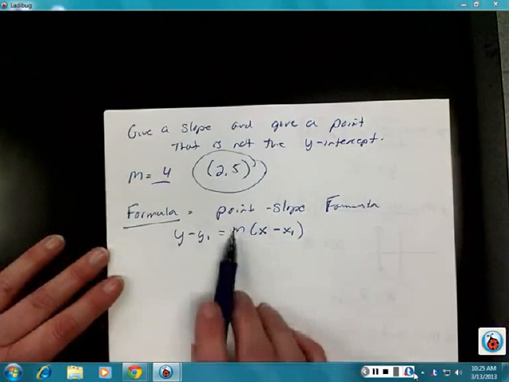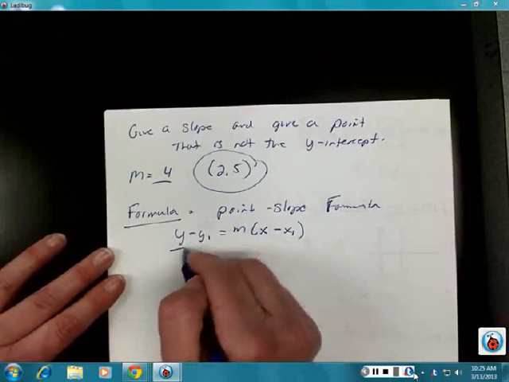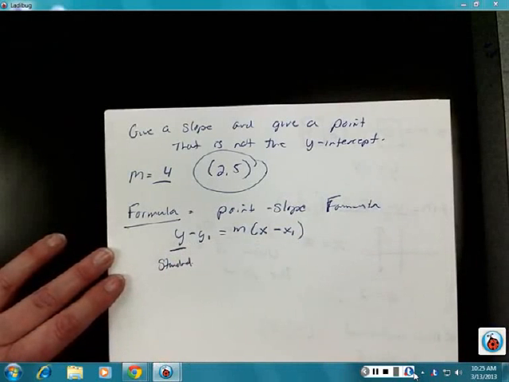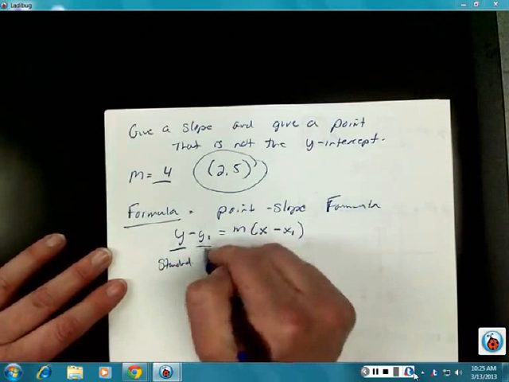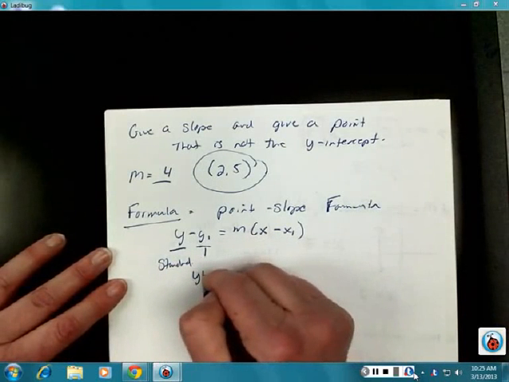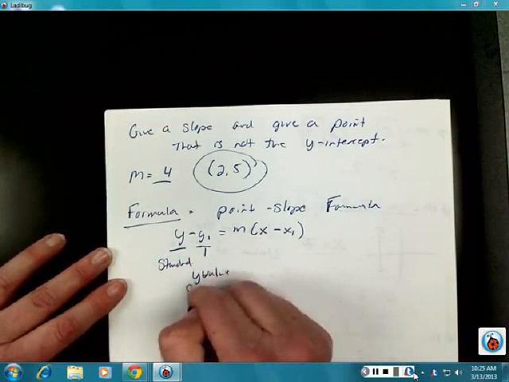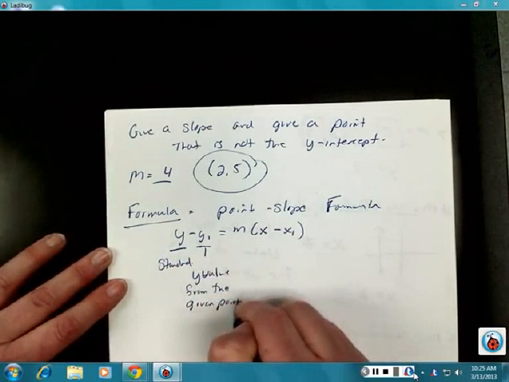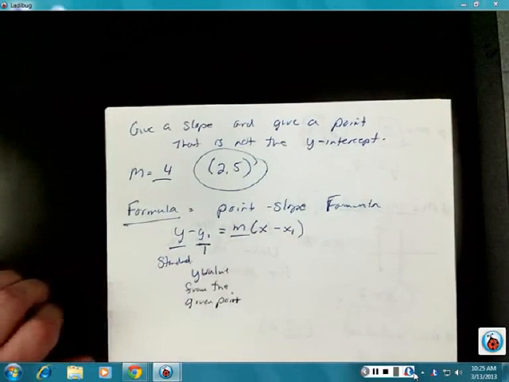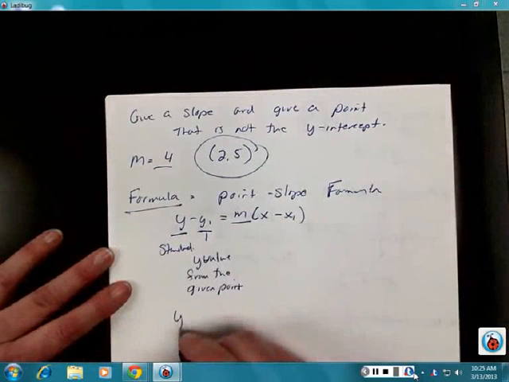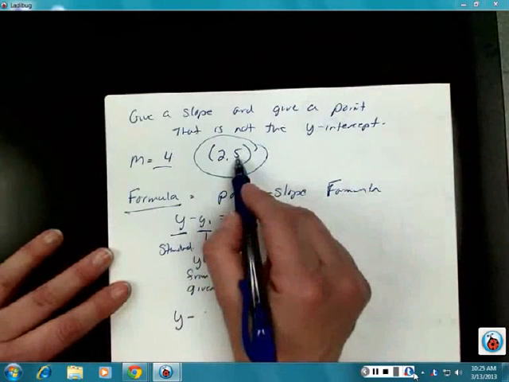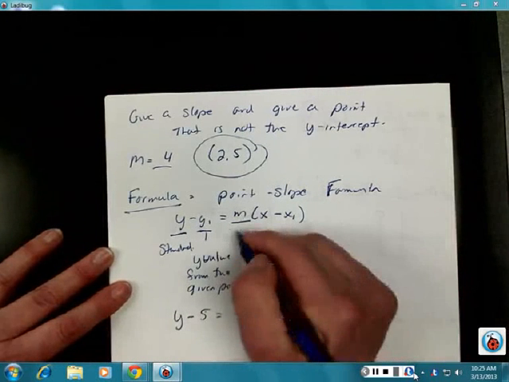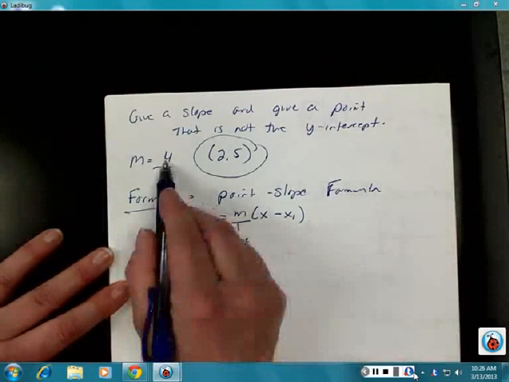And with this one, what does it mean? This y is standard, meaning I don't replace it. This y is the y value from the given point. The m, what was that? That would be 2. So in this case, it's y, not 2, it would be 5, because 5 is where y is at. The m is your slope, so that's 4.